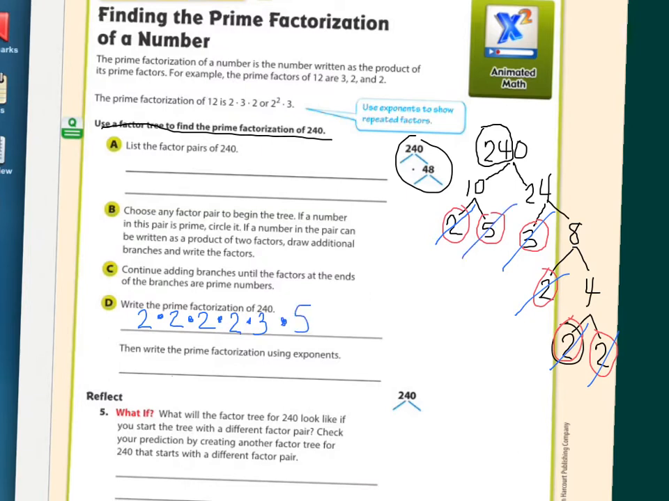So I had circled how many prime numbers here? 1, 2, 3, 4, 5, 6. And I have 1, 2, 3, 4, 5, 6 prime numbers in my prime factorization. Now the other part of D says write the prime factorization using exponents. Remember, the exponent tells us how many times that base is being used, or that factor. So 2 is being repeated how many times? 4 times. So that's going to be 2 to the 4th power. The little 4 goes up there. And then 3, there's only one 3, so we'll just write 3 to the 1, and there's only one 5.